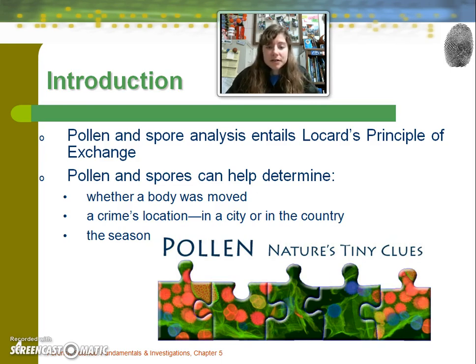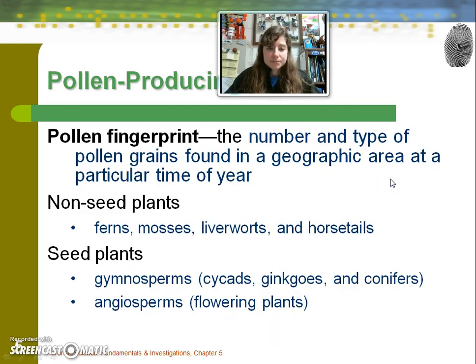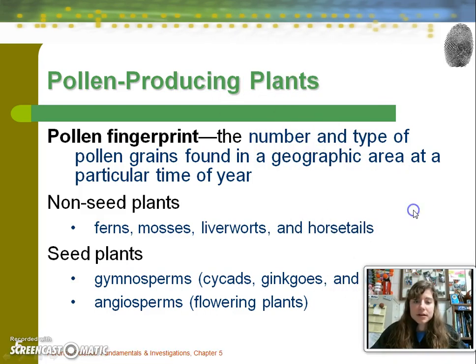So some of the things that can be determined are whether a body was moved. Let's say that the body has pollen grains on the clothing or on the skin that are not indigenous to the area where the body was found. That can be a sign of the body being moved. Again, with the location, whether city or country, and the seasonality as well, as certain pollen grains are evident only at certain times of the year. So it's actually called a pollen fingerprint, the number and type of pollen grains found in a geographic area.